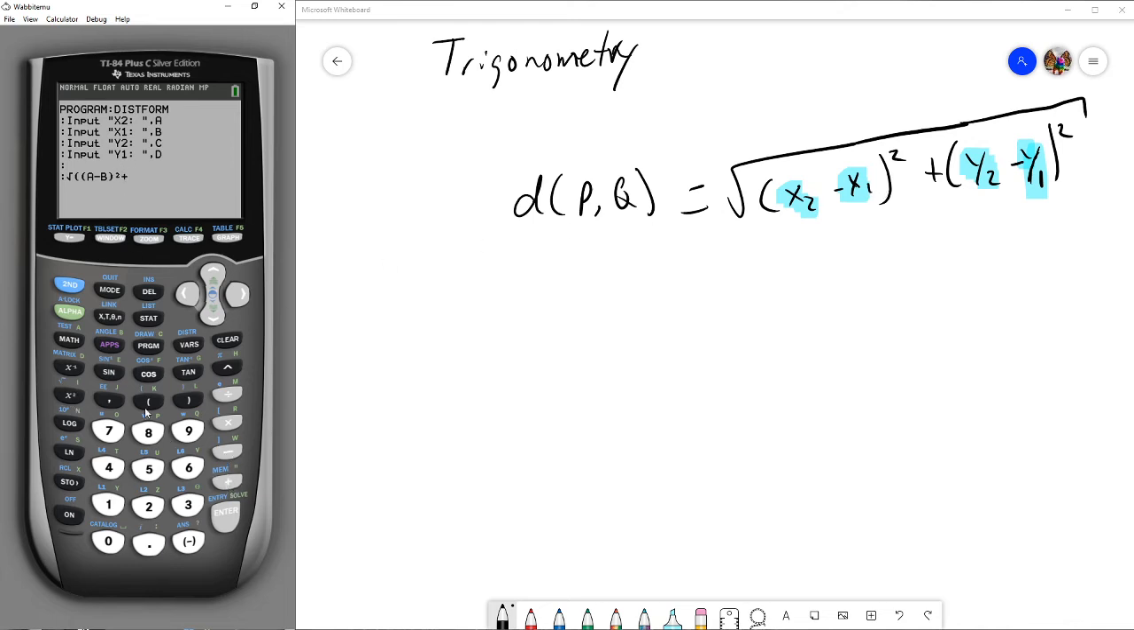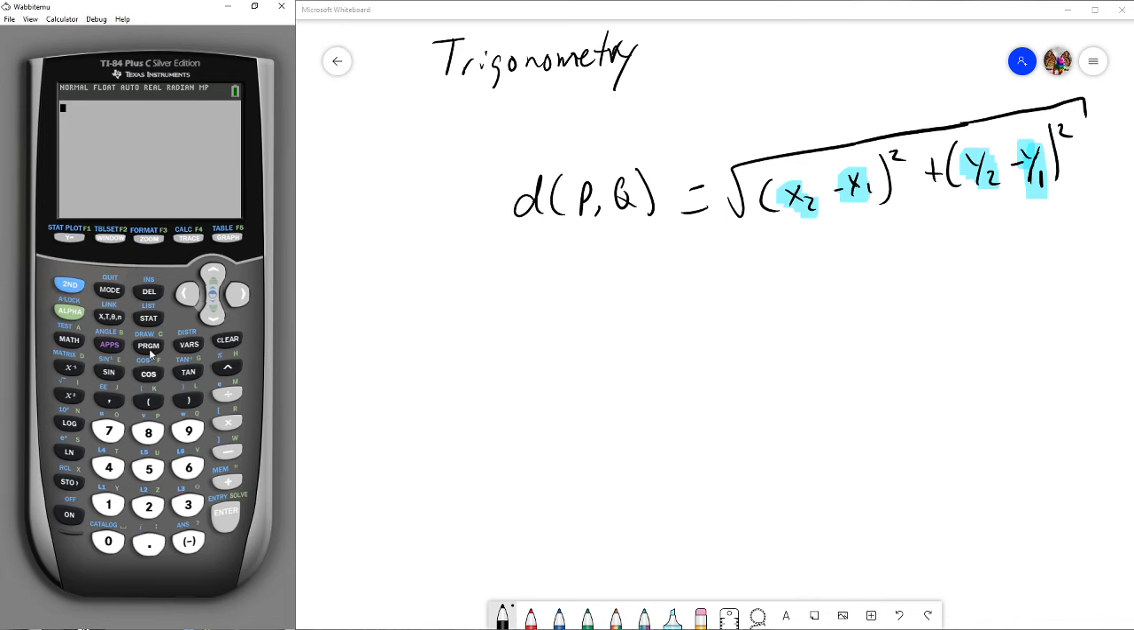We do plus, parentheses, and then we need y2 minus y1, so that is going to be C minus D and quantity squared. Now we need one more parenthesis, and there we go, we got the square root of x2 minus x1 squared plus y2 minus y1 squared. And let's go ahead and see how this runs. So I'm going to hit second, quit. So second mode is to quit.